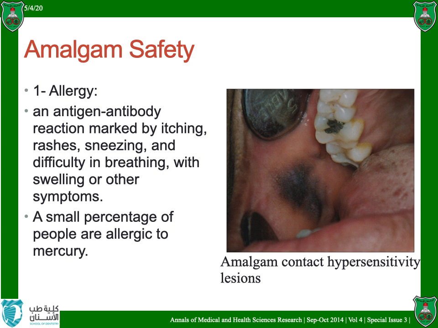Now the most common type of allergy that happens with amalgam, we call it amalgam contact hypersensitivity, or contact dermatitis. It's very rare. Less than 1% of patients might suffer from that, but you will see an ulcer or swelling against or close to the amalgam restoration. Sometimes the corrosion product will deposit on the area of the reaction, and that's why you will see a black patch in the area of the allergy. Now the treatment is to remove the restoration and replace it with another material. However, we need to make sure that the patient has an allergy to amalgam, and the most common component of amalgam that causes the allergy is of course the mercury.